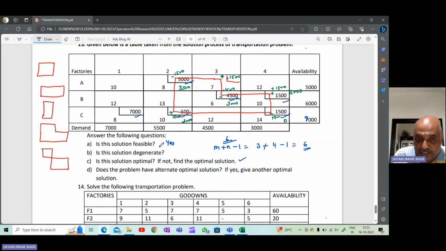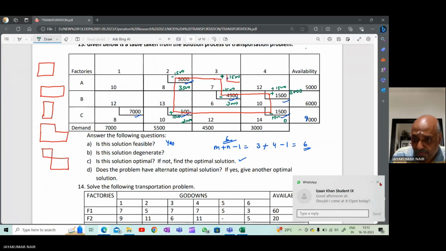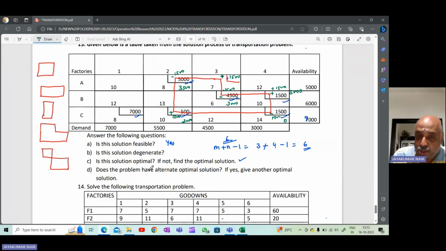So we will just see what they have asked. Is the solution feasible? Yes, the solution is feasible because availability and demand are matched. Is this solution degenerate? There is no degeneracy because m plus n minus 1 is 6 and the allocated set is also 6. And is this solution optimal? The answer is no, it's not optimal because we had a negative value in table 3, the net table. Therefore, we revised it, used the looping, and found the optimal solution.